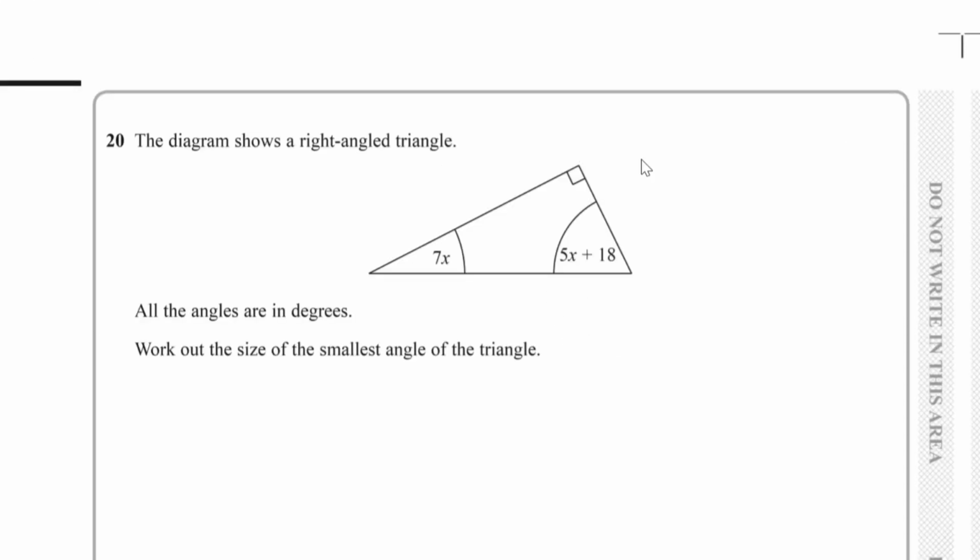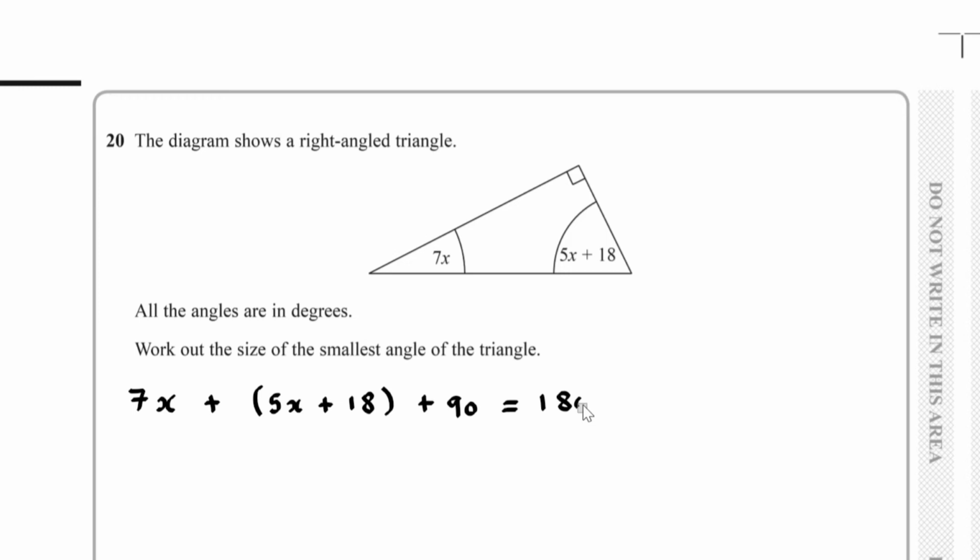Question number 20. The diagram shows a right-angled triangle and all the angles are in degrees, and we have to work out the size of the smallest angle. Well, what we know is that angles in a triangle add up to 180. So we've got 7x plus 5x plus 18 plus the 90 degrees, and it turns out this is equal to 180.